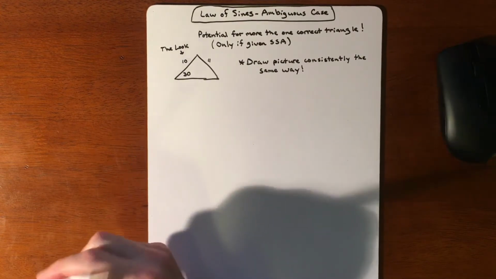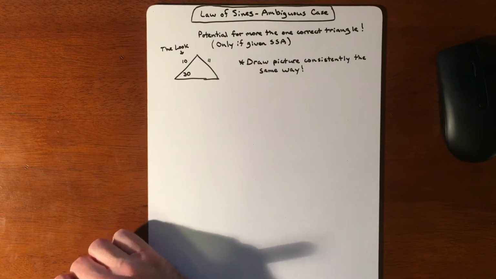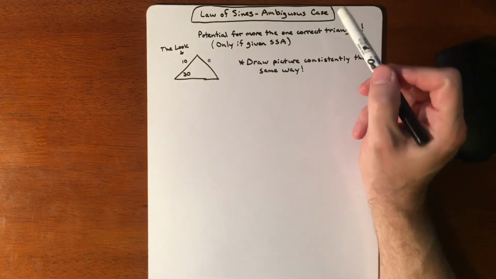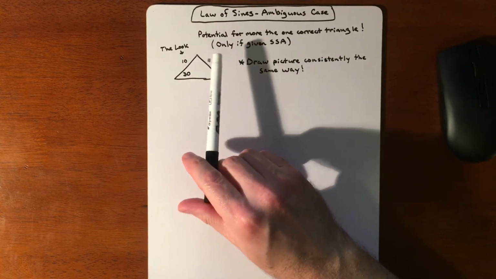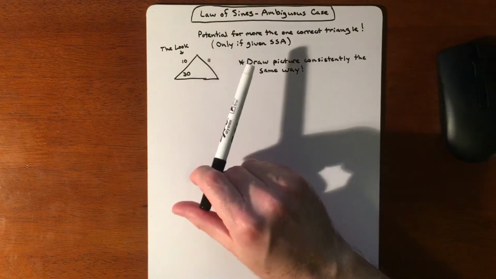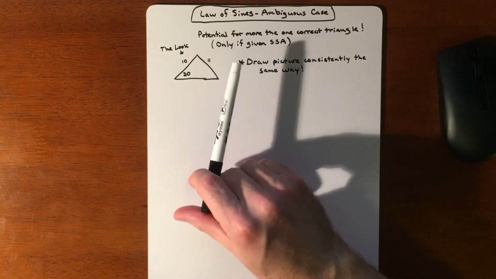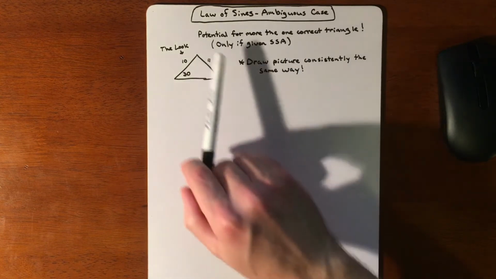Because of that, there is an asterisk to this: you have this thing called an ambiguous case. Given a certain situation, there's the potential for more than one correct triangle. That seems weird, like how is that a possibility? The only time this is a situation is if you are given a side, side, and an angle. So here's what it looks like.